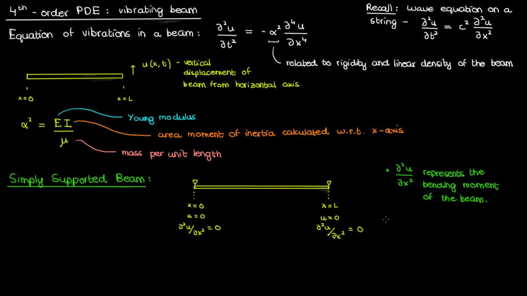Finally, in addition to the boundary conditions on this beam, we also have initial conditions. Since the PDE is second order in time, we must have two initial conditions, one on u itself and the other on the first partial of u with respect to time. Both these initial conditions are equal to some arbitrary function of x, u0 for the u initial condition and v0 for the partial u partial t initial condition.